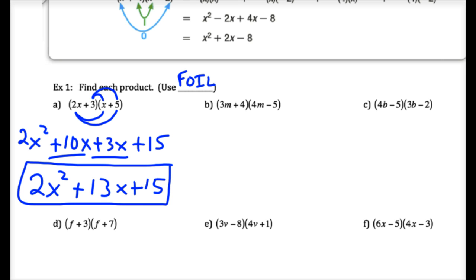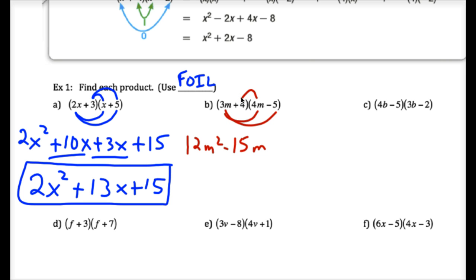But back to FOIL. Do you have to get through all these notes? Just the first page. Henry, first: 12m squared. Outside: 15. Be more careful with your signs. Negative 15. Why is it negative? Because of the 5. Does everybody understand why it's negative 15m? Because it's 3m times negative 5.